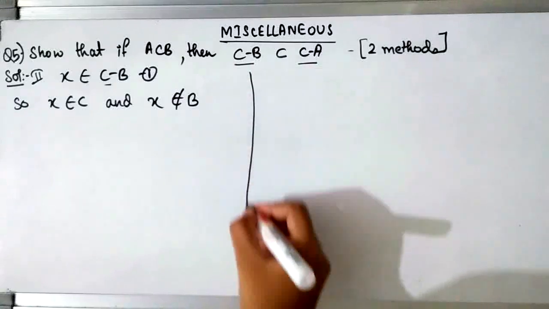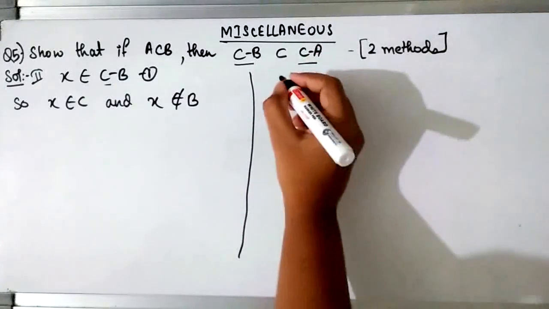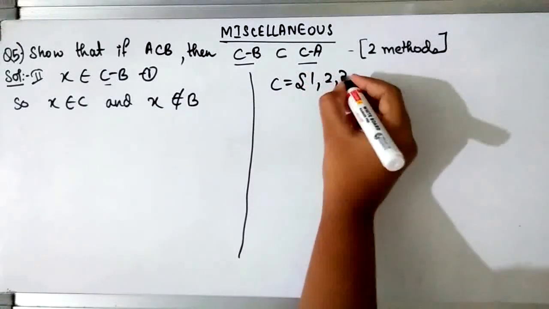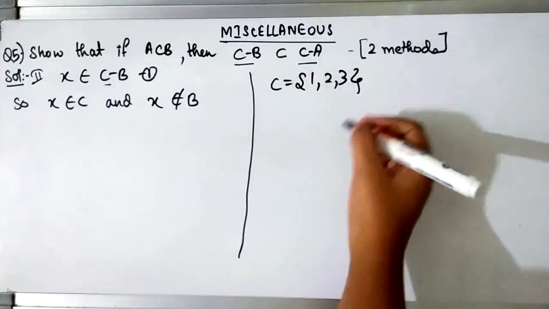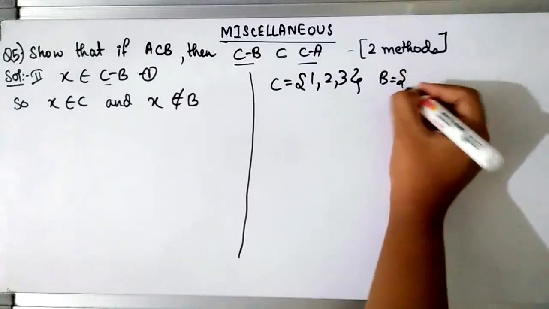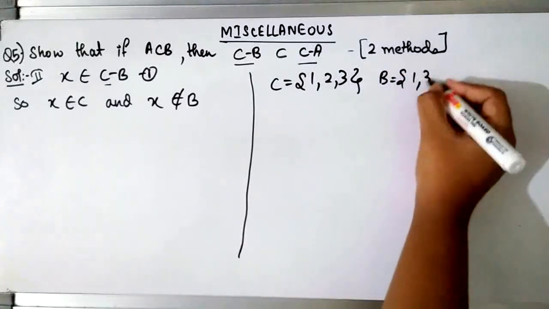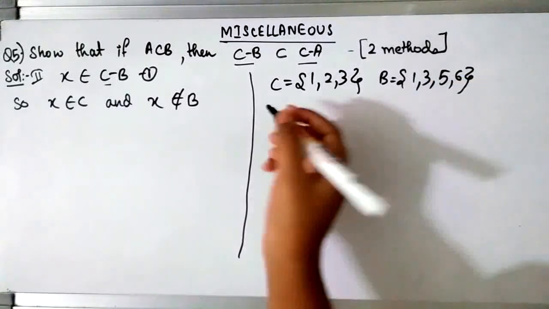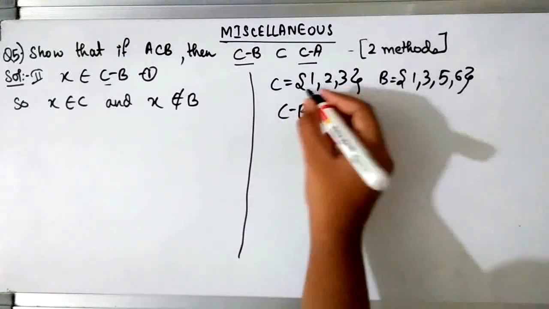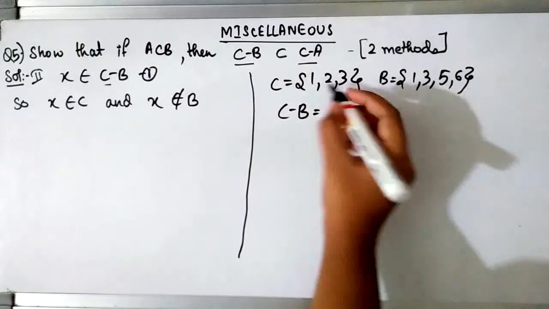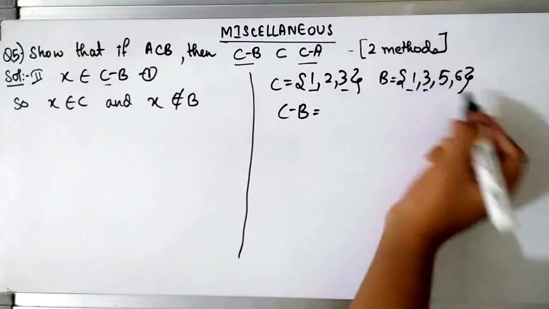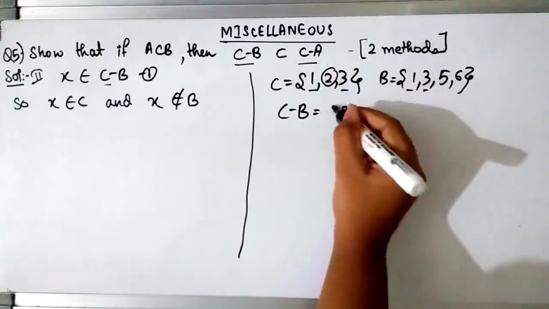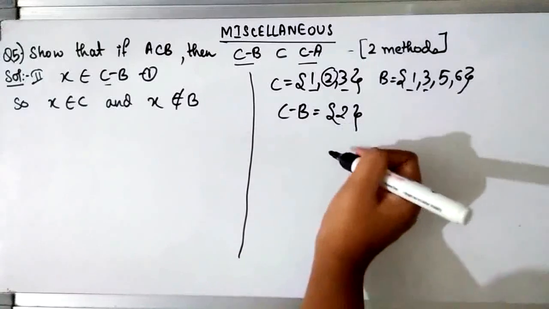Now I'll take rough examples over here for better understanding. Let us assume that set C has the elements 1, 2 and 3, and set B has elements 1, 3, 5 and 6. Now when we do C minus B, check the common elements. 1, 3 are the common elements. We subtract those common elements. The leftover element is 2. So our C minus B is 2.